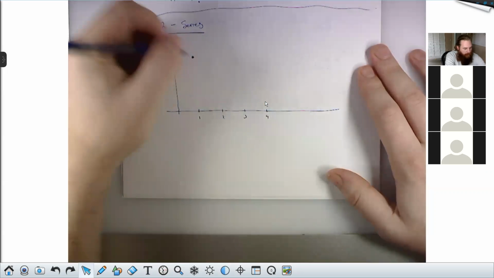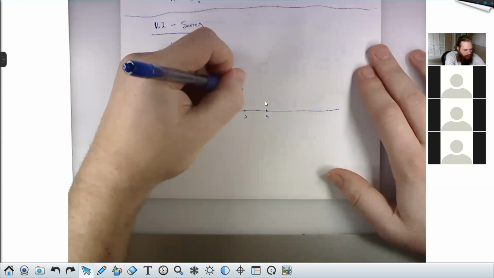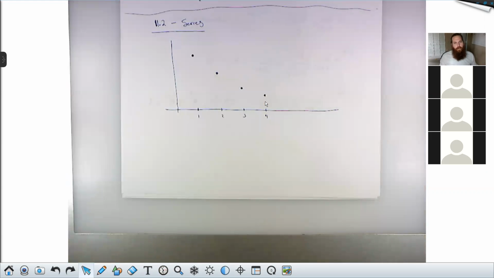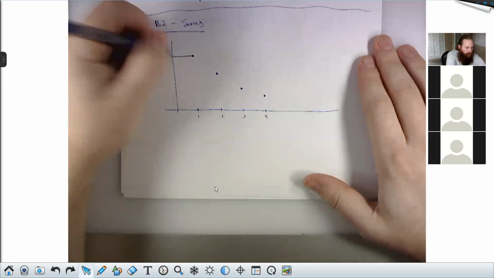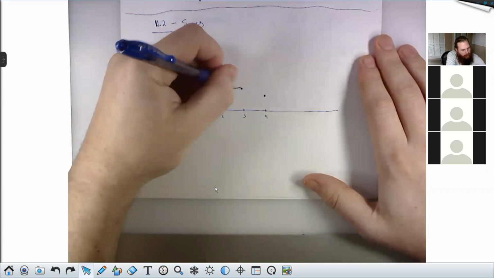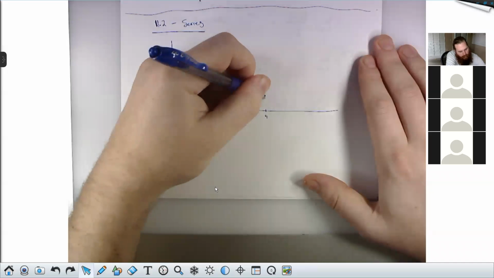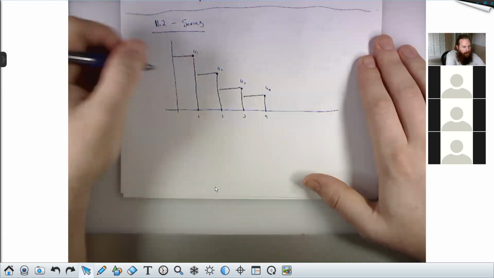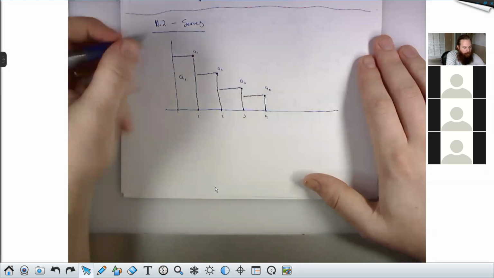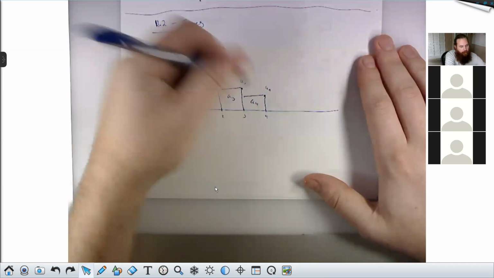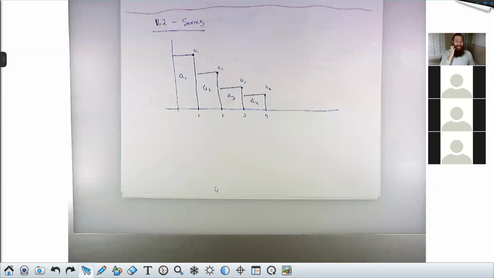If I have some sequence here and its graph looks like this, maybe there's A1, there's A2, there's A3, there's A4, and so on. You might say, how do I talk about an area underneath this? Each one is a dot. Each one is like infinitely narrow. But I can form some rectangles, kind of like Riemann sums. So if this was A1, this was A2, this is A3, this is A4, then the area of this first rectangle is A1 because the width is 1 and the height is A1. The area of the second guy is A2, the area of the third guy is A3, the area of the fourth guy is A4, and so on.